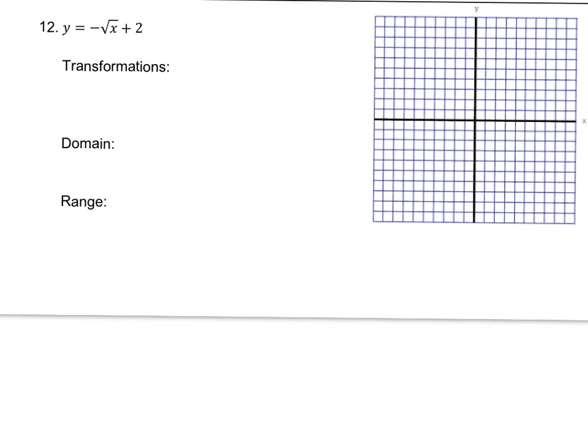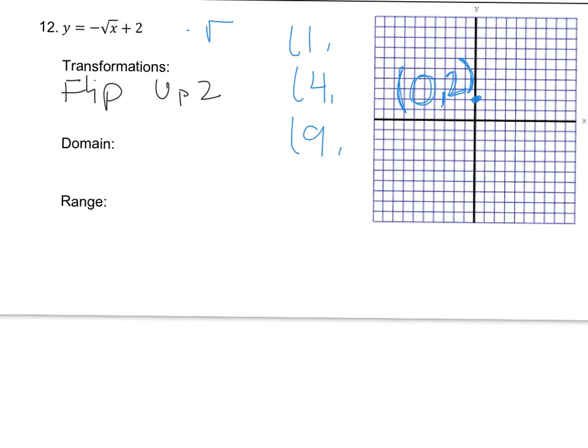Next one, my transformation. It's going to flip or reflect over the x-axis, and it's going to move up 2. So when I go up 2, that's the point. That point you should write down: 0, 2. That's an important point to help you later. Again, you can pick any numbers towards the right of that. I'm going to pick 1, 4, and 9. Why? Because those are all perfect squares, and in my equation, I have to take the square root of a perfect square to make a nice number.